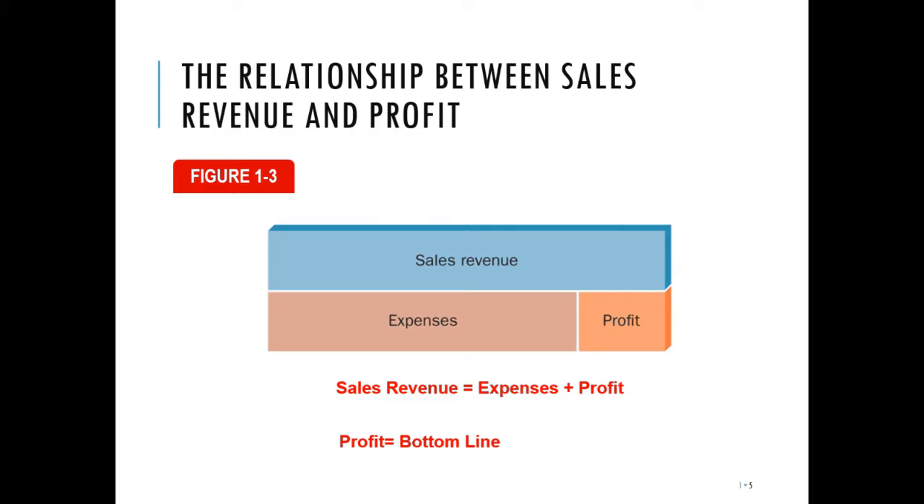So what is the relationship between sales, revenues, and profits? Here we have this graph, also from the book, in which we can see that sales or revenue is equal to expenses plus profit. That's the equation we see at the end: sales revenue is equal to expenses plus profit. Another term for profit is the bottom line.